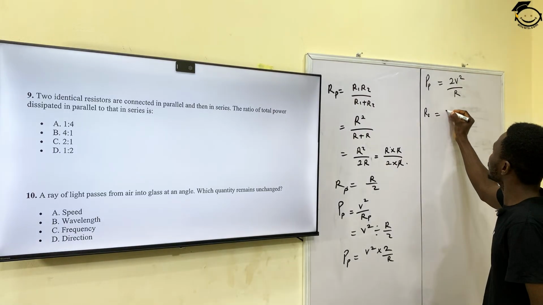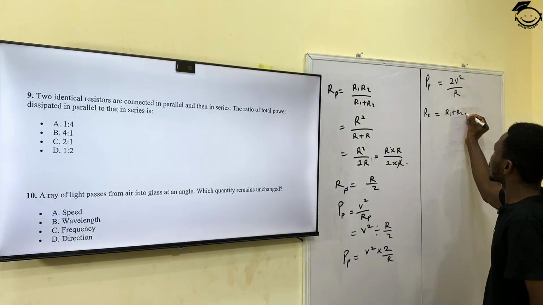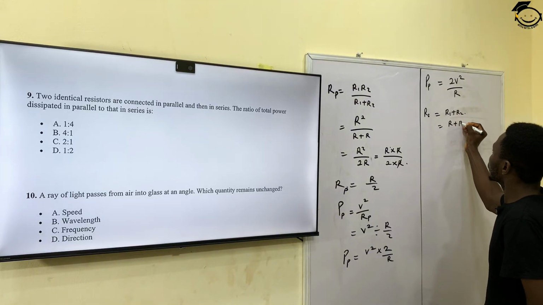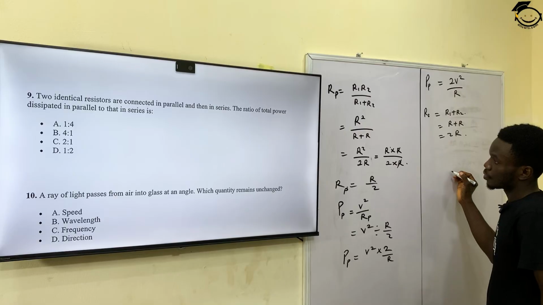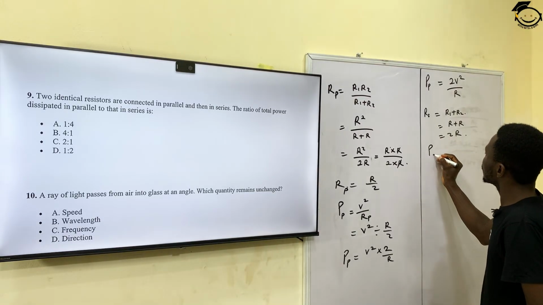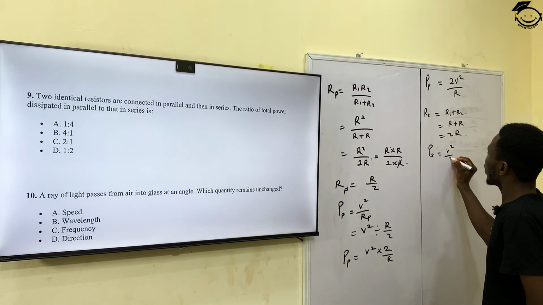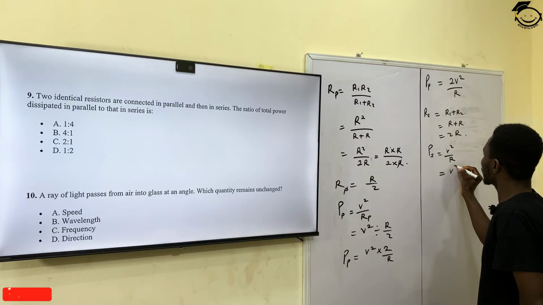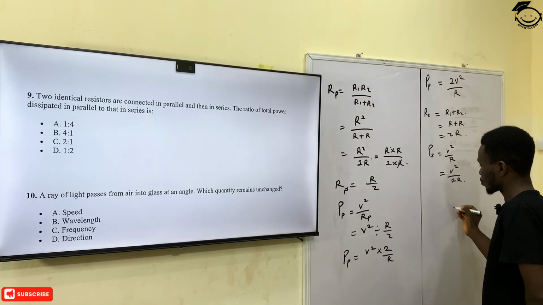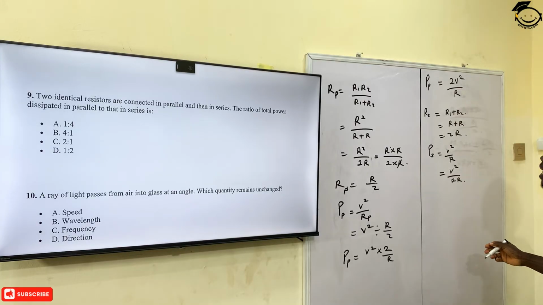So moving on, for series, my RS, resistors in series, is going to give me R1 plus R2, which is R plus R, and that will give me 2R. So the power in series is supposed to give me V squared over R, that's to say V squared over 2R.